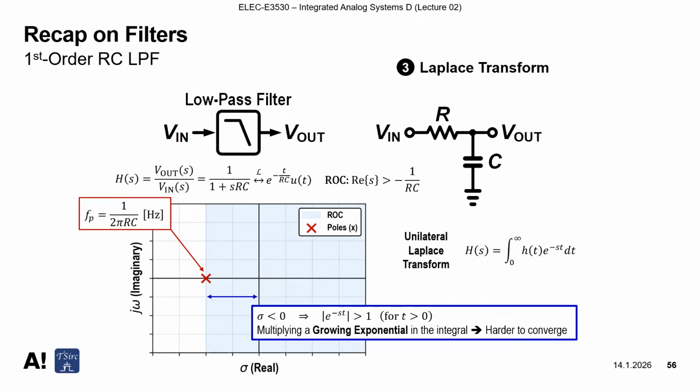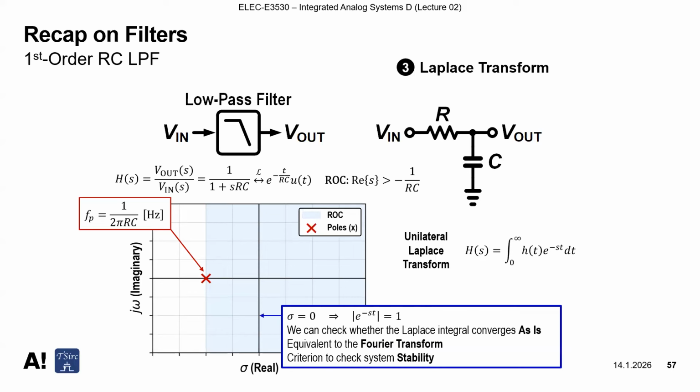However, when we take sigma negative, then we are actually multiplying with a growing exponential in the integral. It is harder to converge. So we are kind of pushing some challenge or some weight onto our system. And finally, when we think about sigma equal to 0, then this exponential term becomes 1. Then we can check whether the Laplace integral converges as is, without helping, without challenging it.